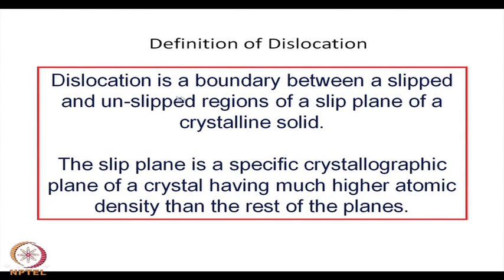Now, coming back to the definition of a dislocation. A dislocation is a boundary between slipped and unslipped regions. There will always be slipped and unslipped regions, because you are talking of deformation, and that slippage is taking place on the slip plane. We have discussed that the slip plane is a specific crystallographic plane in a crystal having much higher atomic density than the rest of the planes.